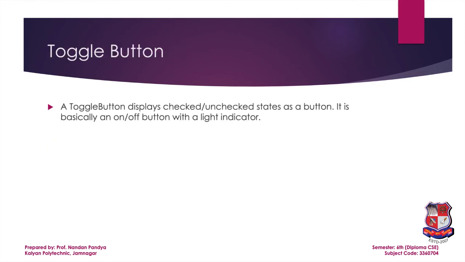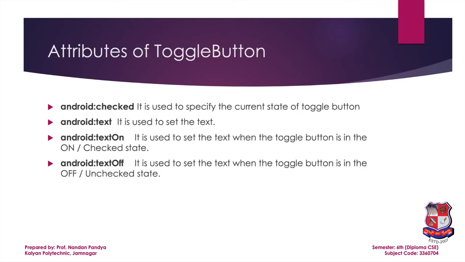Next control is ToggleButton. ToggleButton is a control that is used to display on or off states as a button with a light indicator. The toggle button is useful for users to change the settings between two states, either on or off. The state of the button can be predefined by the checked attribute, and the label for each state can be assigned by the text on and text off attributes.